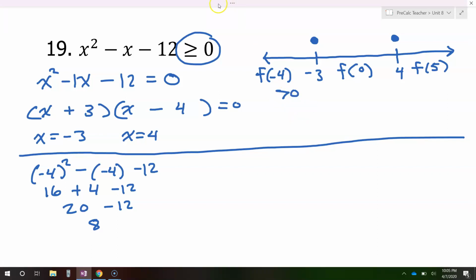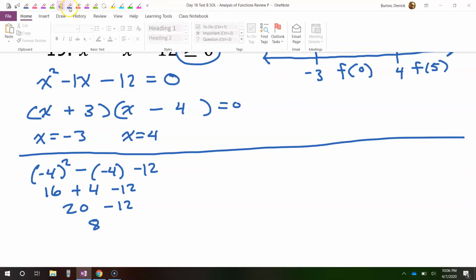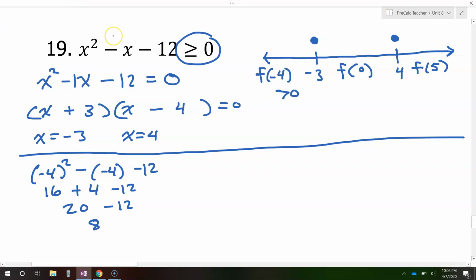So I just checked f at -4, and I got 8. The question is 8 greater than 0? And the answer is yes. That means that -4 is a solution to this inequality because it makes the function greater than 0, and that's part of what we want.